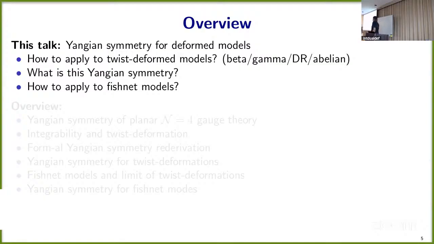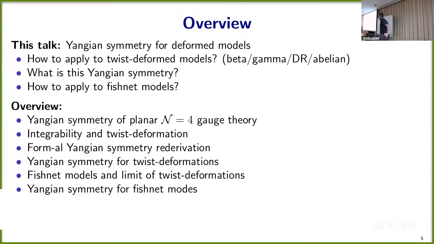The three questions I really want to address is how to apply this Yangian to twist deformed models. That is, twist deformed models for me will be beta or gamma deformed models, or Grünfeld-Reshetikhin models, or Abelian twists. There are various names for this, but you understand what I mean. And in trying to address this question, we first had to understand a bit better what this Yangian symmetry is, and how it really acts on the gauge theory model. And at the end, I would like to address fishnet models as far as I can.